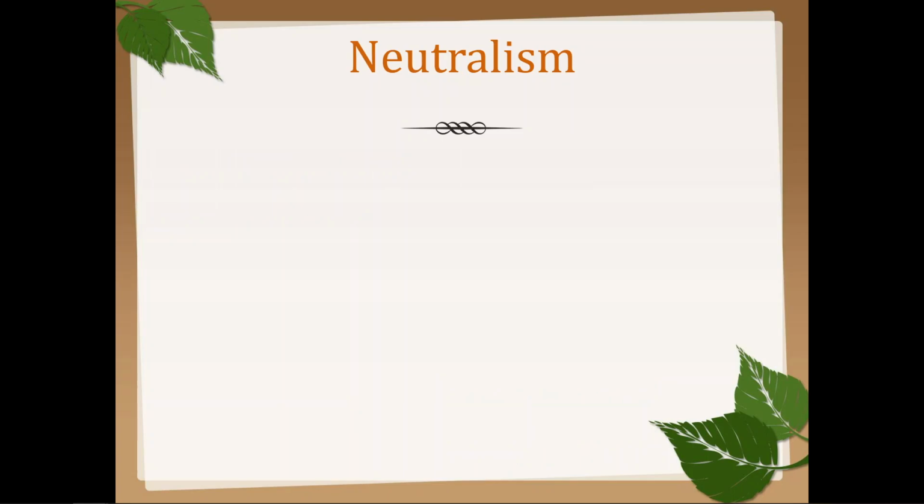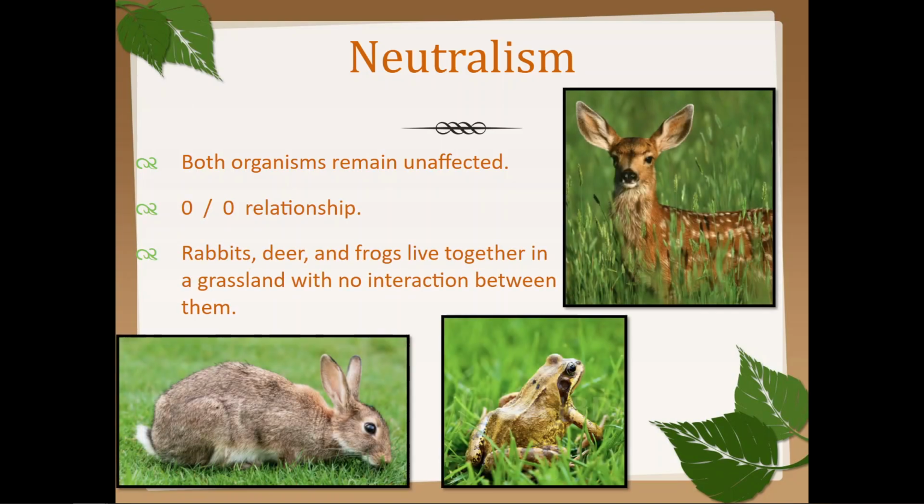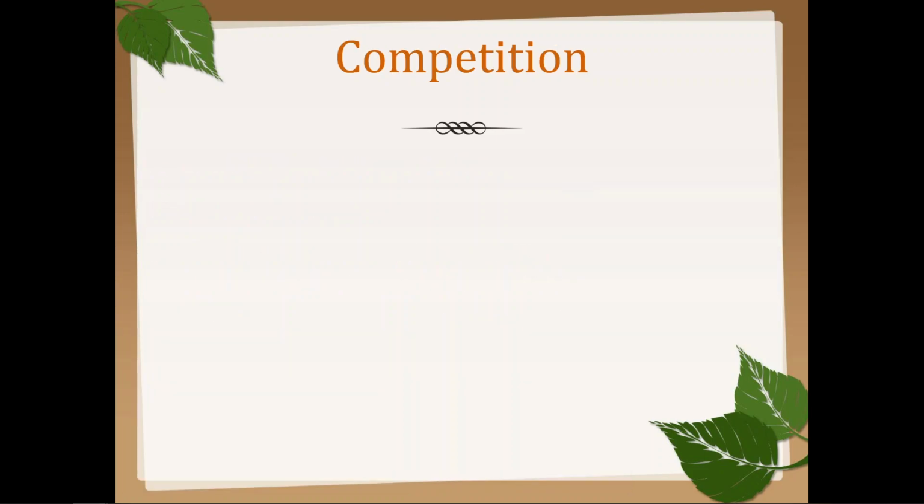The next symbiotic relationship is that of neutralism. This is a relationship where both organisms remain unaffected. This is seen in animals like deer, rabbits, and frogs sharing a grassland habitat together without directly interacting or affecting each other's existence. So this is a zero-zero relationship, and they're just kind of together in presence, but they don't necessarily help each other survive.